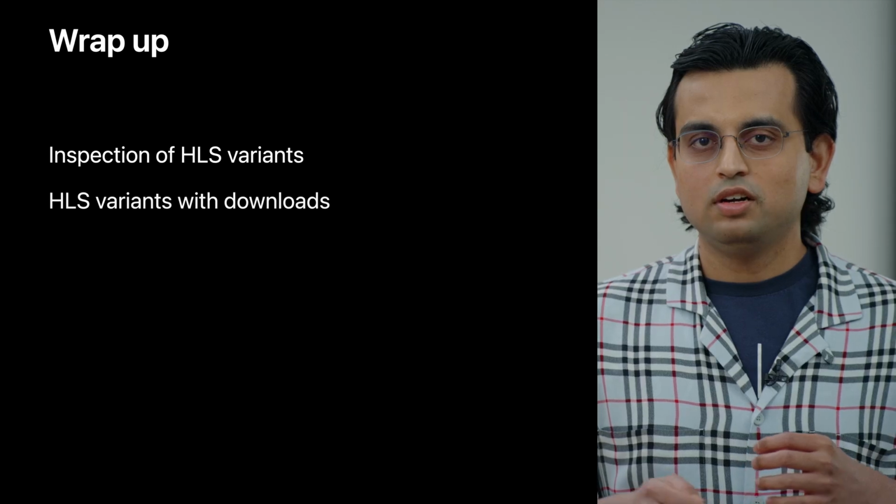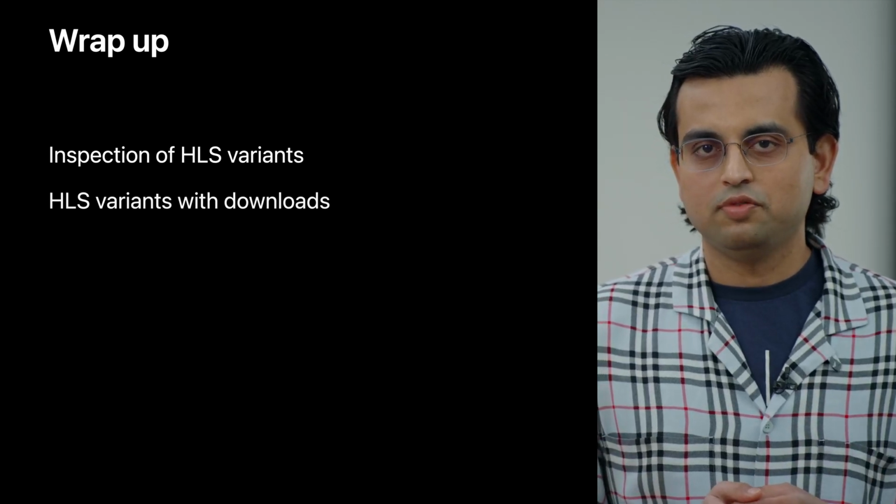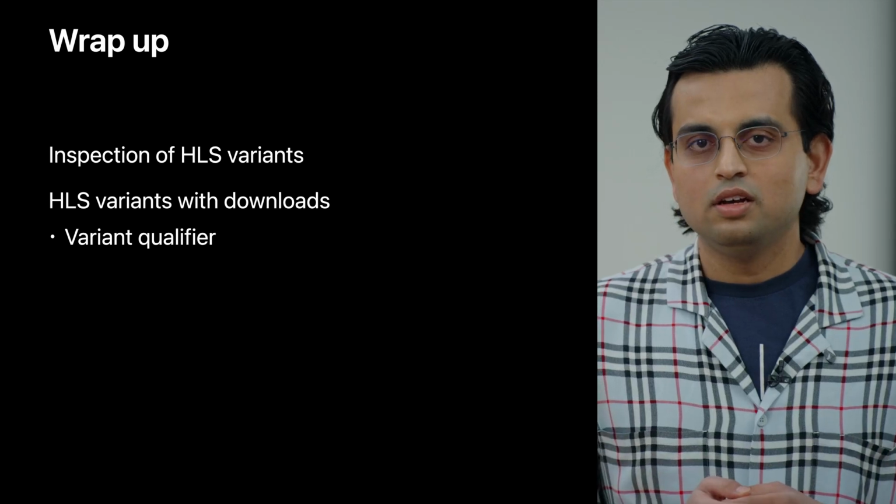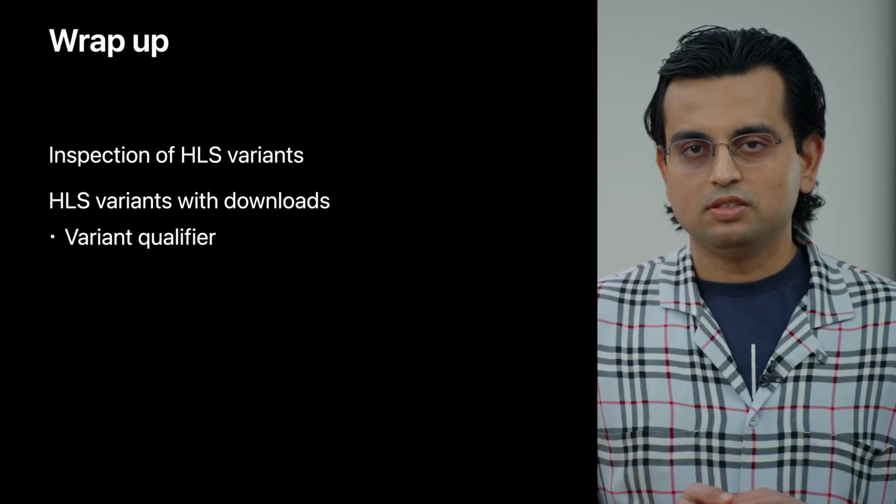That's all we have today, folks. To wrap up, we looked at how you can inspect HLS variants and use them to configure the download task. Along the way, we encountered different interfaces for download task configuration. The first one was the variant qualifier. This is used to express your variant preferences.